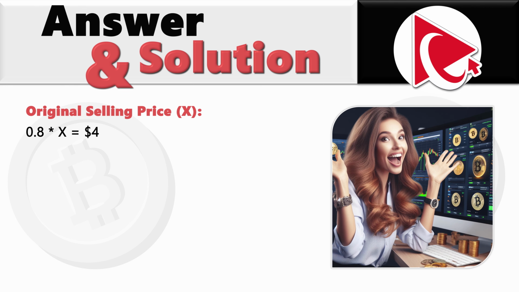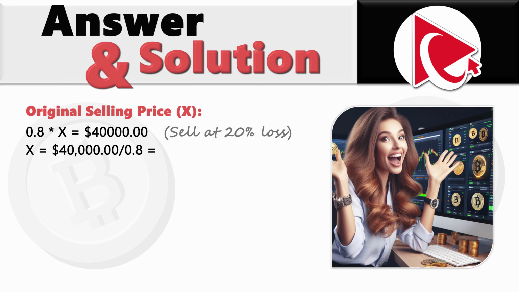0.8 multiplied by X equals $40,000. We can build this formula based on the fact that Altcoin Inc. sold Bitcoin at a 20% loss. It's time to calculate X. X equals $40,000 divided by 0.8, and the end result of this is $50,000. This is the original price.